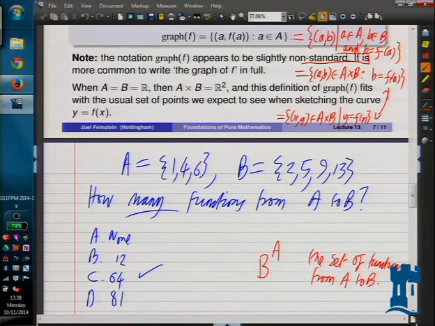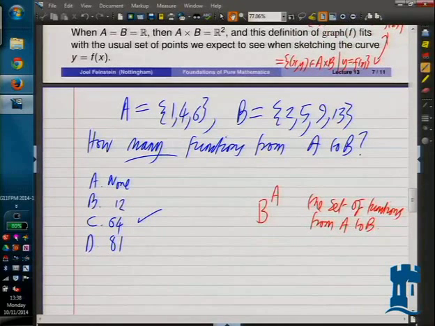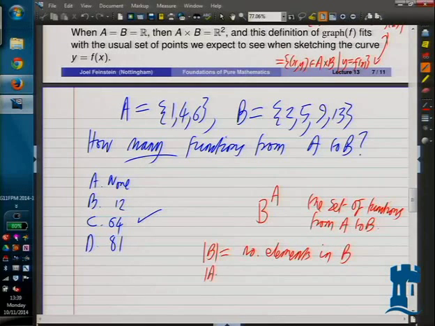It works out quite well, though, if you're trying to figure out how many there are, because if the sets are both finite, then what you have to do is raise the number of elements in B to the power of the number of elements in A. So we write mod B equals number of elements in B, which is 4 here, and mod A equals number of elements in A equals 3.